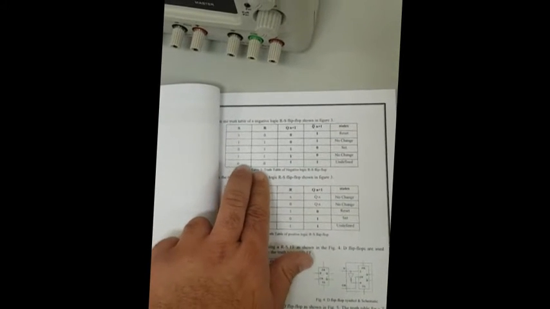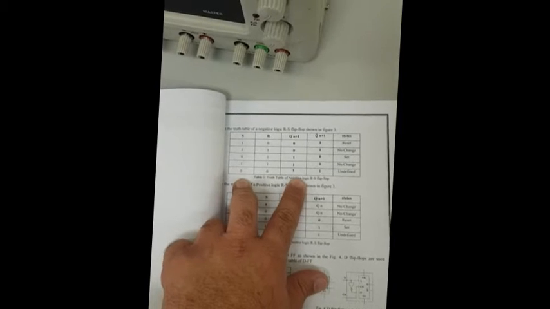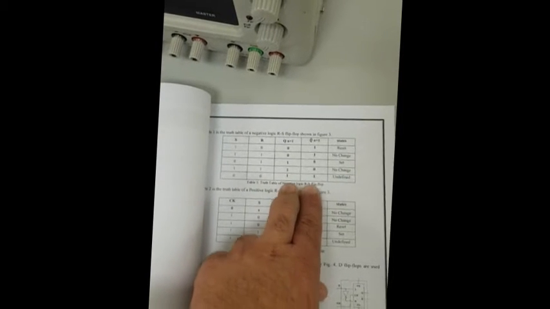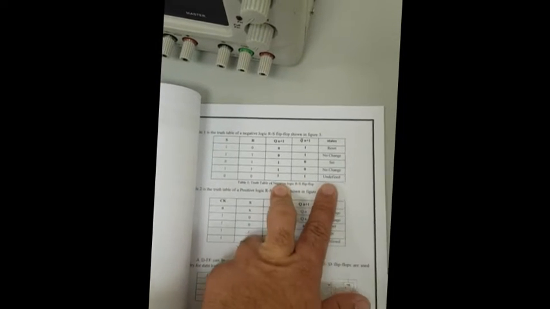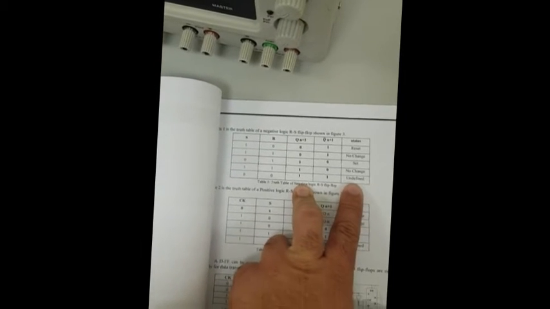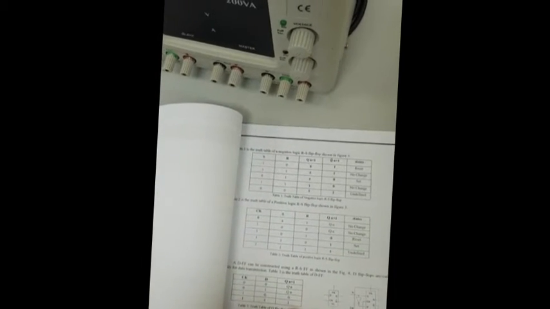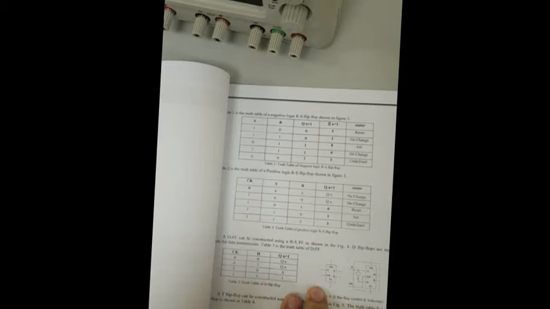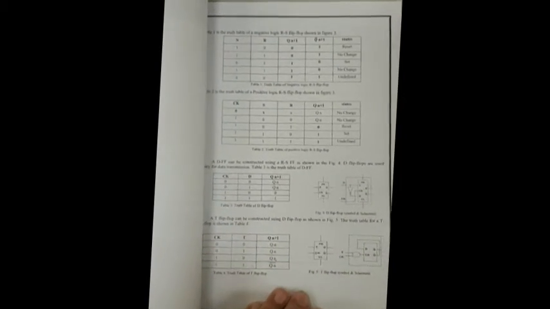Whenever we have 0 0, we get Q and Q complement the same, which we call the undefined state. We also call it the undetermined state, or invalid state. You can also call it the limbo state.